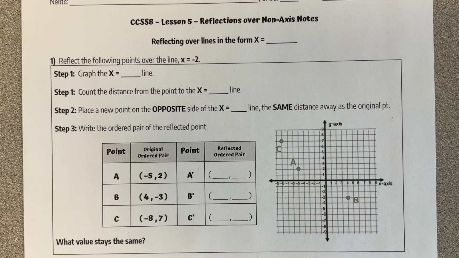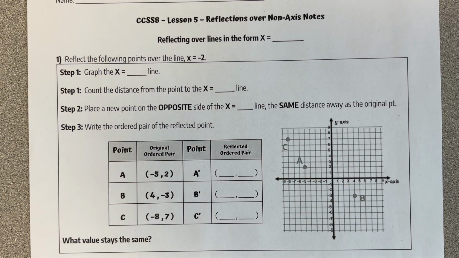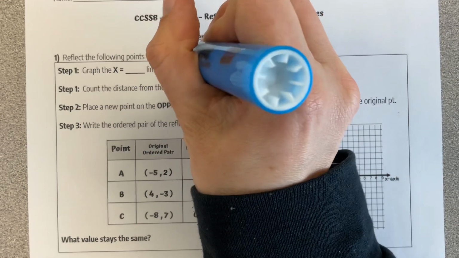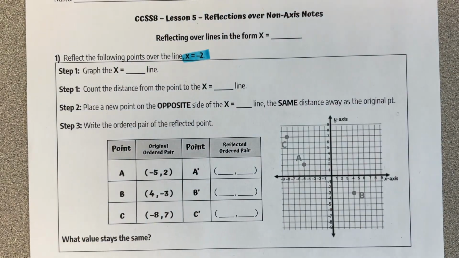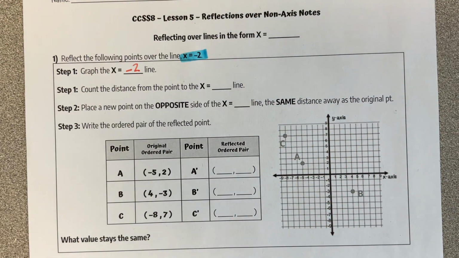For lesson 5, we're going to look at reflections over non-axis lines. First off, we are going to be looking at reflecting over lines in the form of x equals some number. In this first example, we are reflecting over the line x equals -2. The first step is to graph that line, x equals -2.